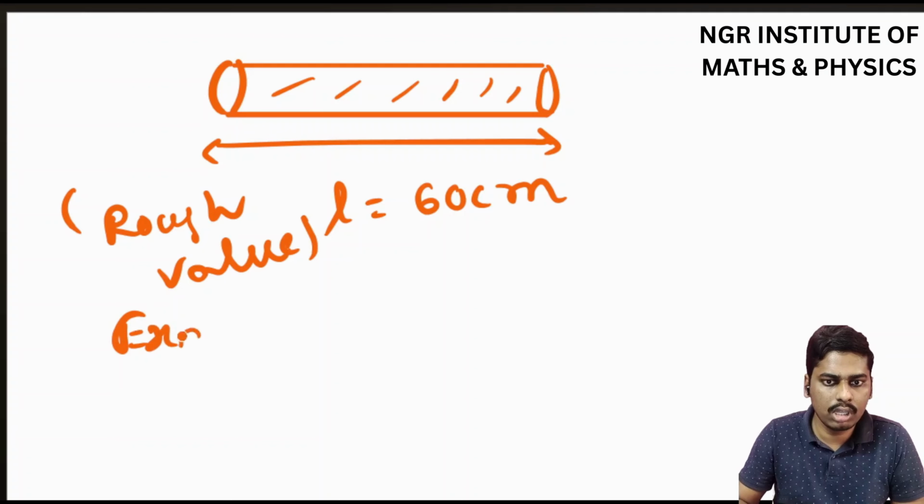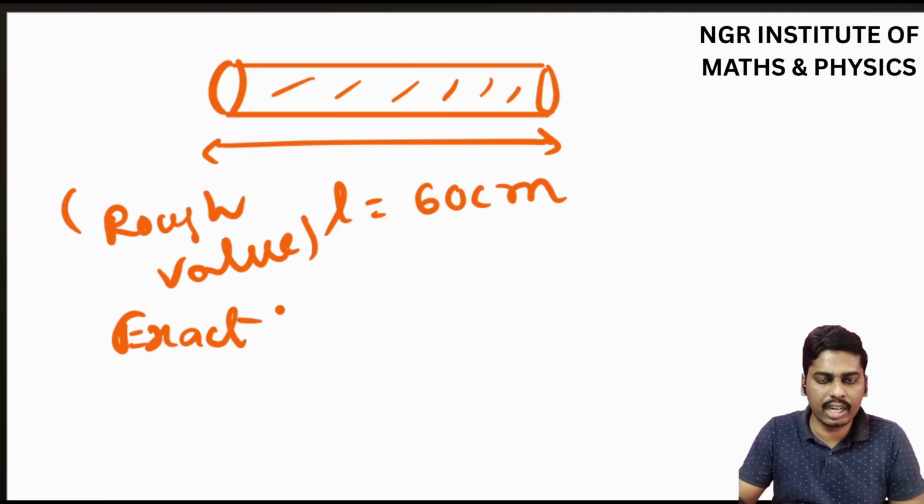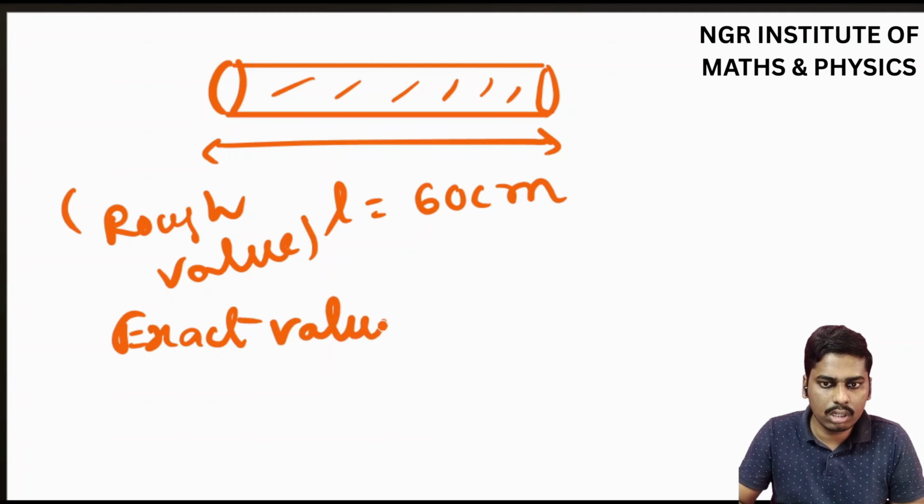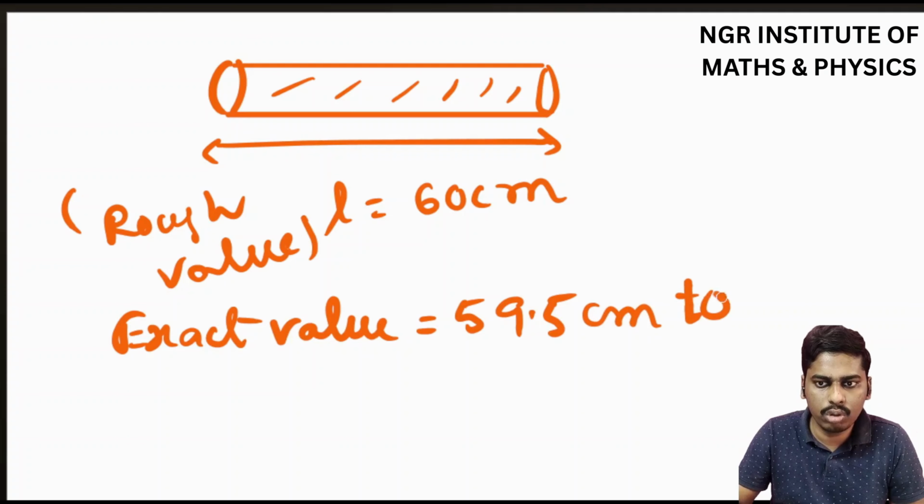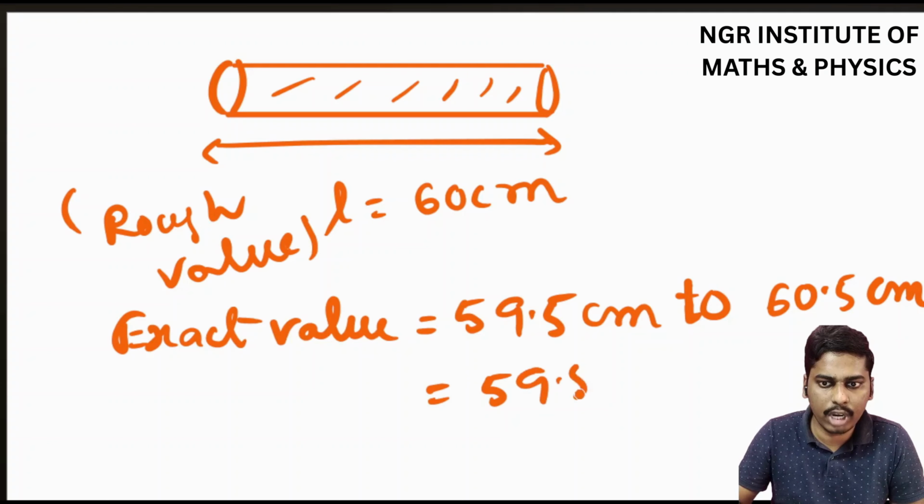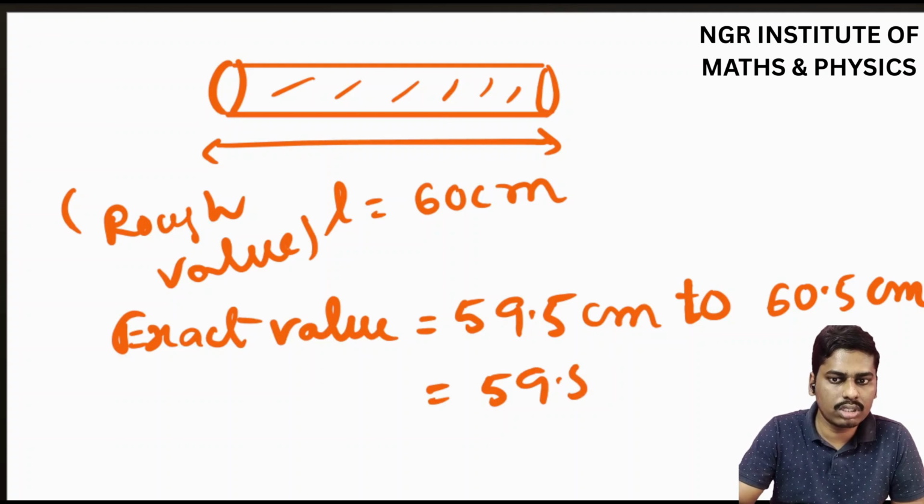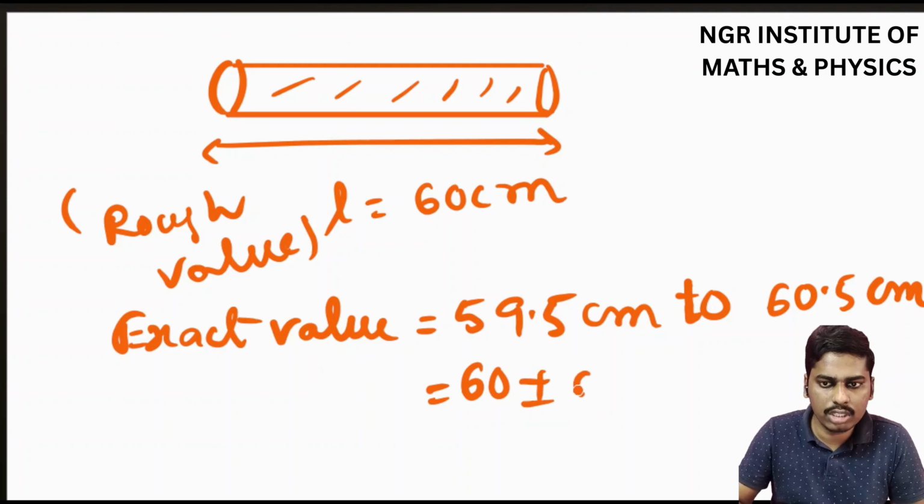suppose I will allot some students to calculate the value of this rod, and I came up with different answers for the exact value. But the exact value lies between 59.5 centimeter to 60.5 centimeter. So I can write this as, okay, sorry, I can write it as 60 plus or minus 0.5 centimeter.